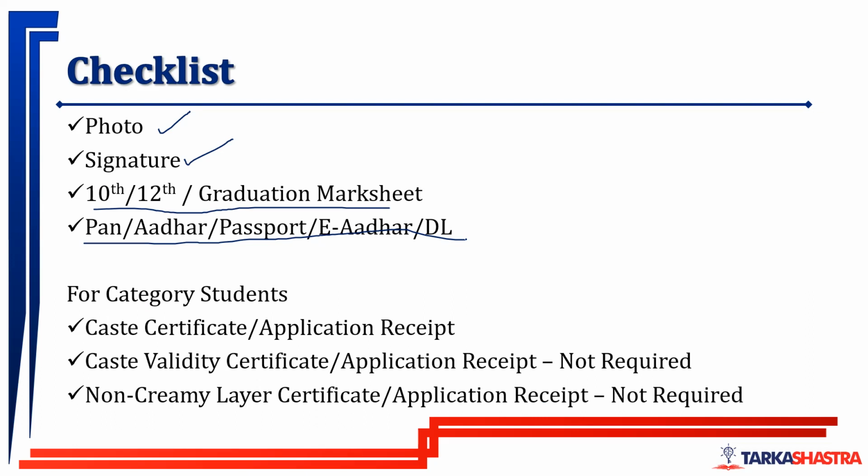So if the caste certificate is available with you, then you will need the number written on the caste certificate. And if you don't have the caste certificate, but you have applied for it, then the number on the application receipt of that caste certificate will be needed. If you don't have the caste certificate and you don't have the application receipt as well, then make sure that you hurry up and get it ready. Caste validity certificate, same thing. Non-creamy layer certificate, again the same thing.